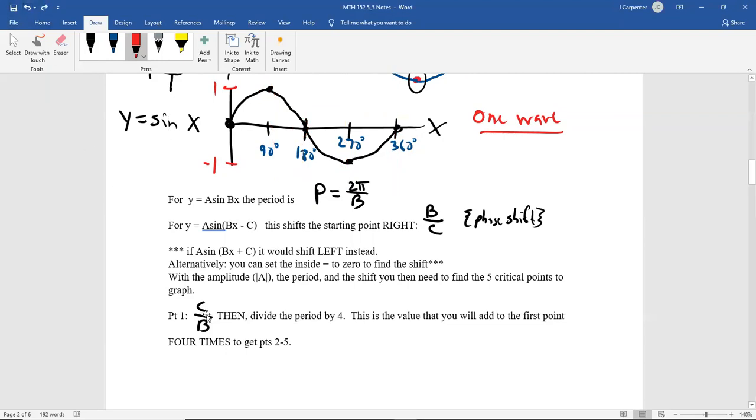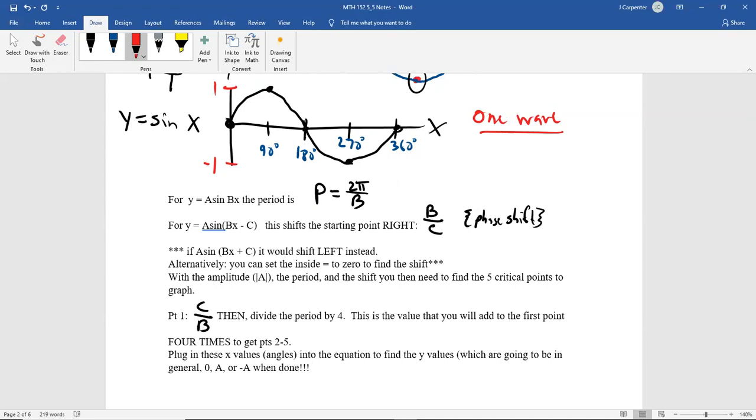So that's how we get the X values, the different angles. What do you do once you have the angles? You plug in these X values, which are angles, to the equation to find the Y values, which are going to be, in general, 0, A, or negative A.